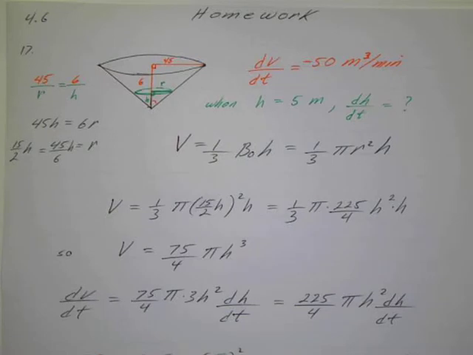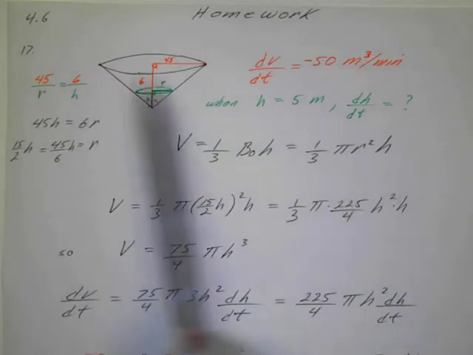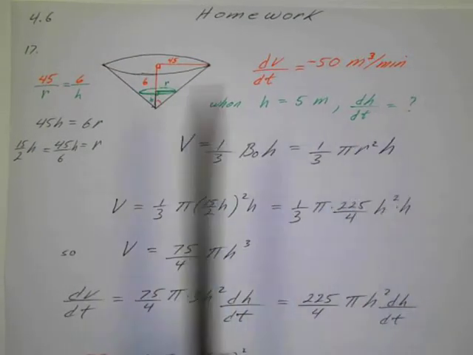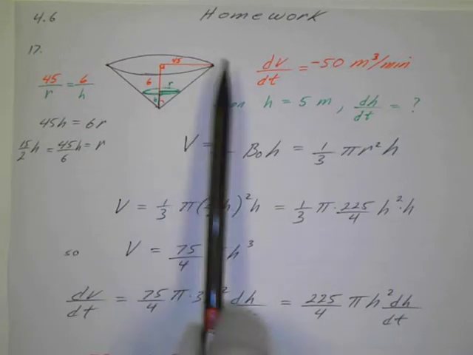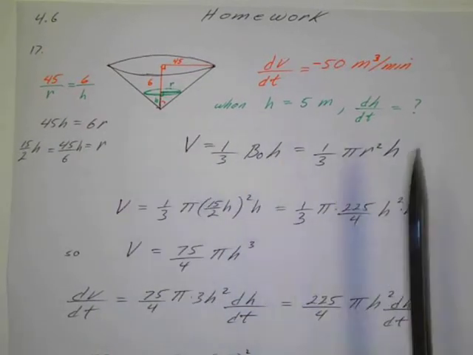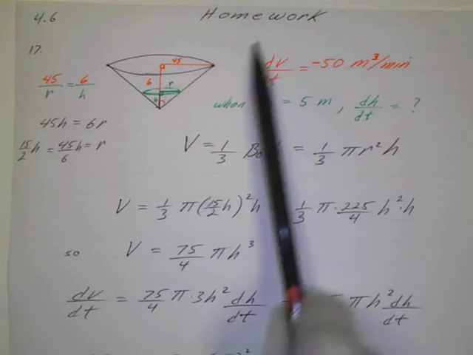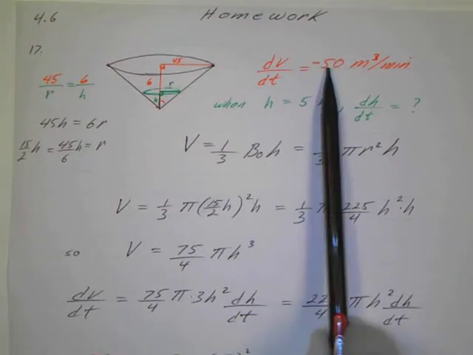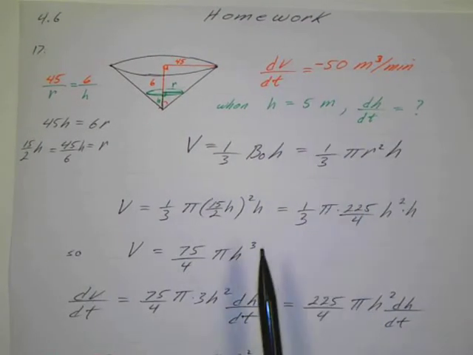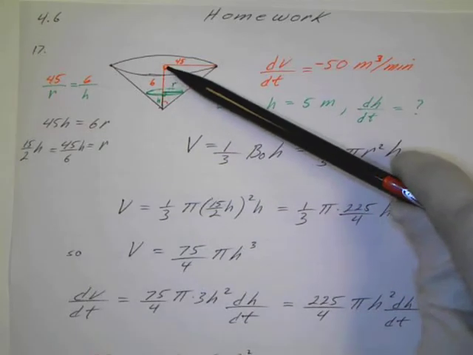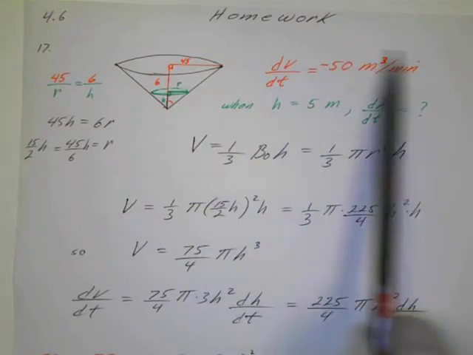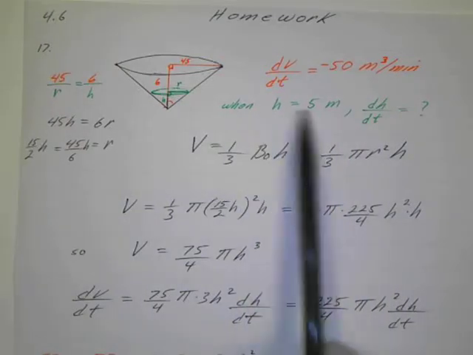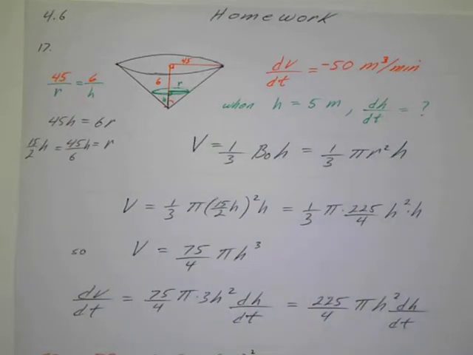They want you to give your answer in centimeters per minute, so this is very similar to number 16. So I drew my sketch here. Now this time we do have a set radius to height, so we can use that ratio to reduce it. So this is my change in volume, and I put negative 50 cubic meters per minute because it's flowing out. So the height will be going in the negative direction. This is why we want to use a negative. Okay, so when h is 5 meters, find dh/dt.